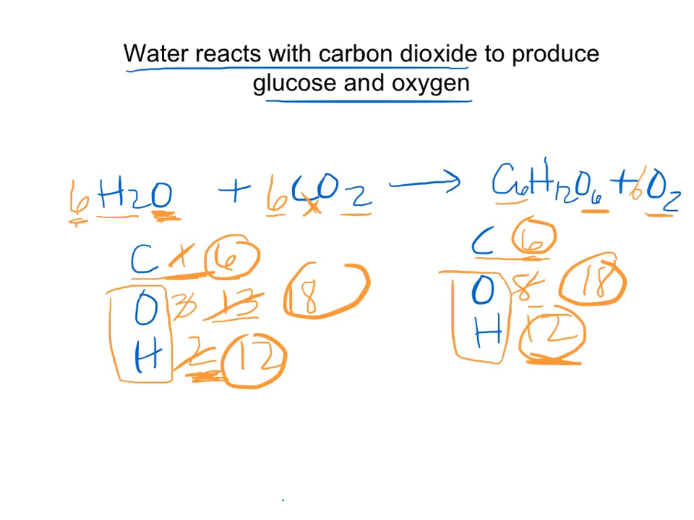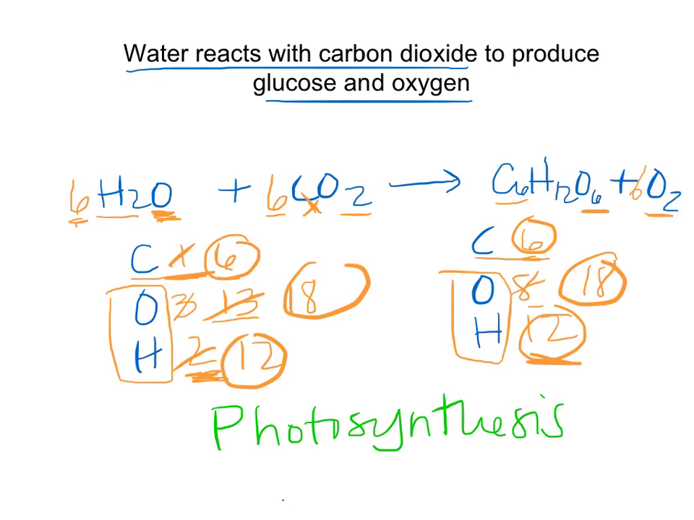So the correct formula for photosynthesis is 6 molecules of water react with 6 molecules of carbon dioxide, produce 1 molecule of sugar or glucose, and 6 molecules of oxygen. Finally done.